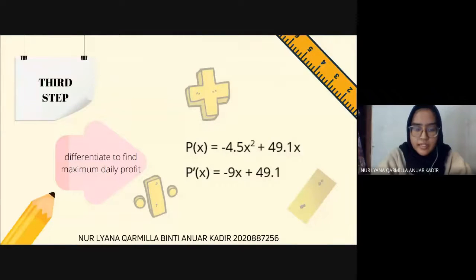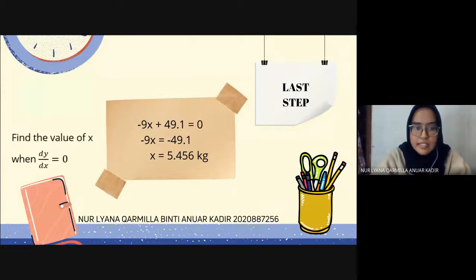And the third step, we need to differentiate to find maximum daily profit. So before we differentiate, we need to state the equation of P. And we got negative 4.5x squared plus 49.1x. And we differentiate the equation. And we got negative 9x plus 49.1. And the last step for us is to find the value of x when dP/dx equals 0. Negative 9x plus 49.1 equals 0, and we got the value of x, which is 5.456 kilograms.